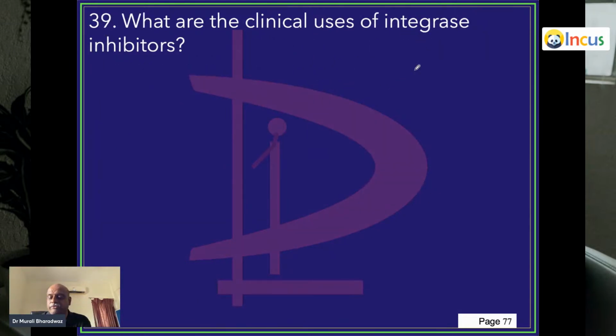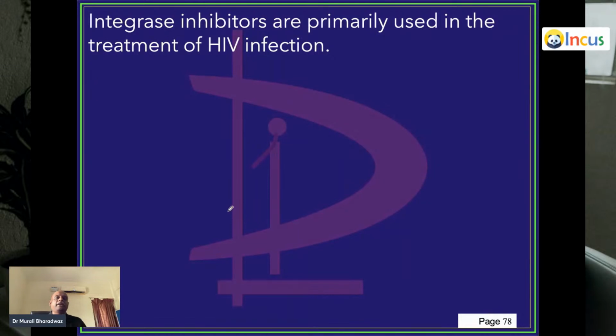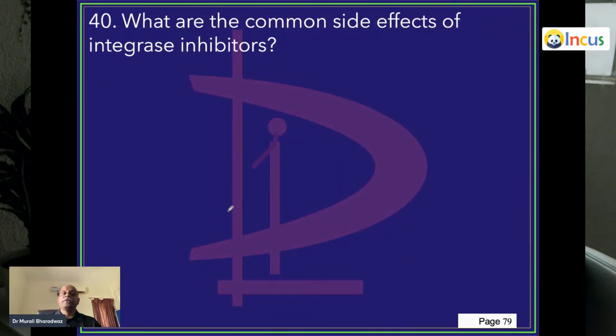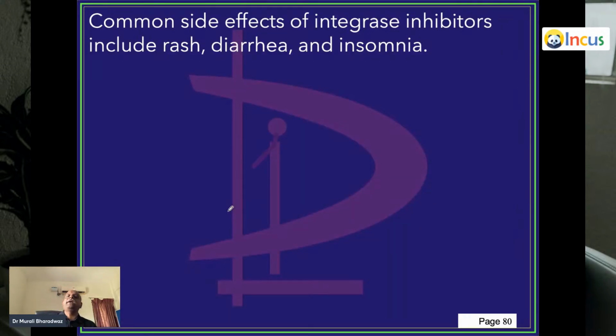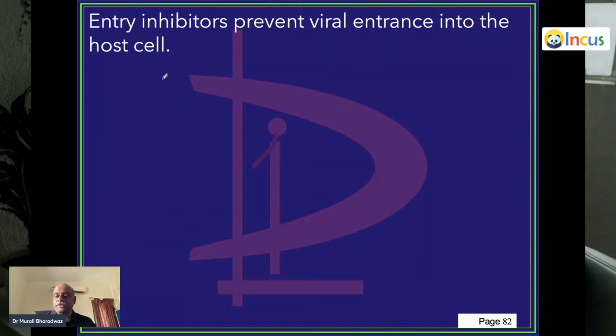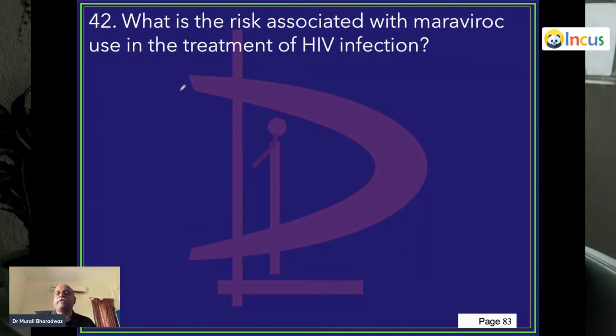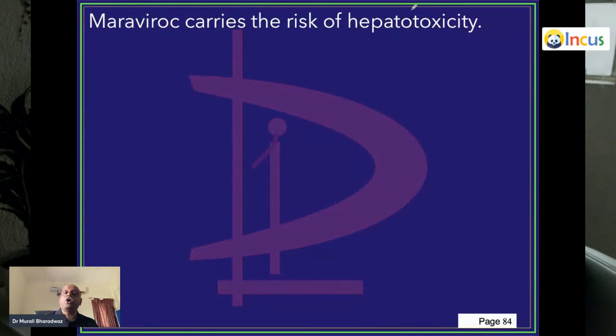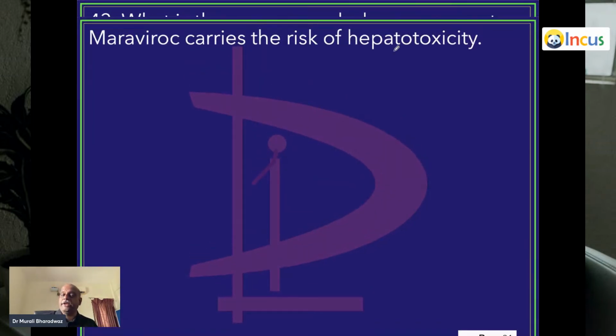What are the clinical uses of integrase inhibitors? Mainly in HIV primarily. What are the main side effects of all integrase inhibitors? Rash, diarrhea, insomnia. Insomnia just like efavirenz. Entry inhibitors prevent the entry of the viral genome. What is the main risk with maraviroc? Maraviroc and hepatotoxicity need to be remembered.